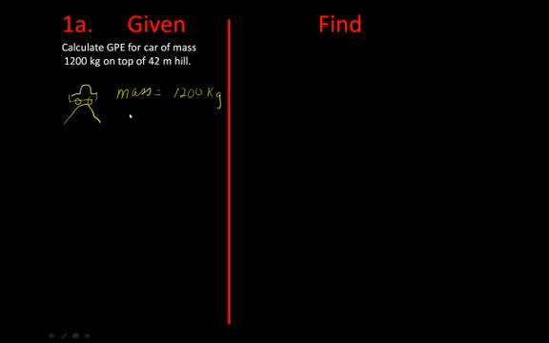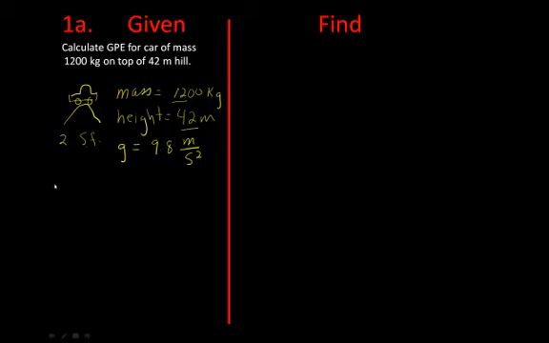Now the next step is the height. What do we have? We have 42 meters. In both these cases, we have 2 sig figs. So just make a note in here that we have 2 sig figs that we're going to use at the end. Now that we have 2 significant figures, we also know that acceleration due to gravity here on Earth is equal to 9.8 meters per second squared.